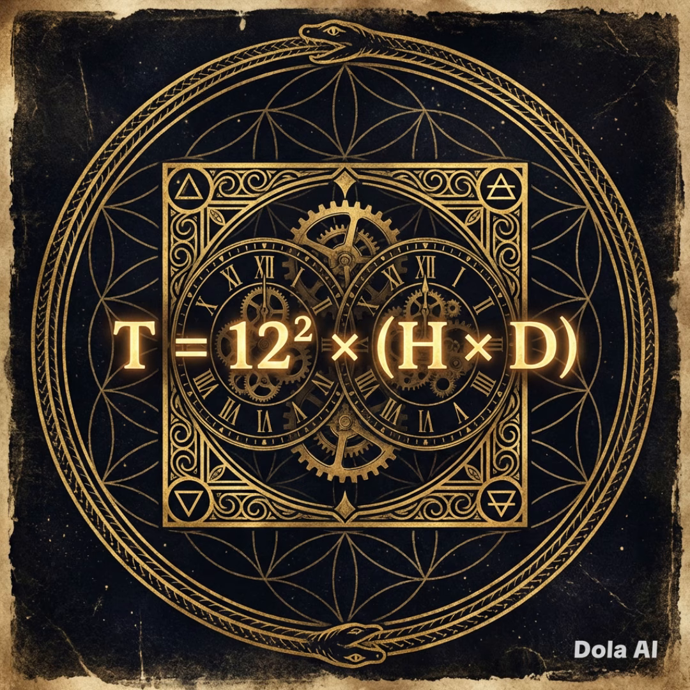Today we're circling the square using the formula 12 squared times HD and using time, and we'll be doing it in a purely alchemical sense.